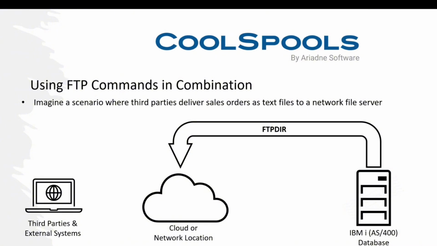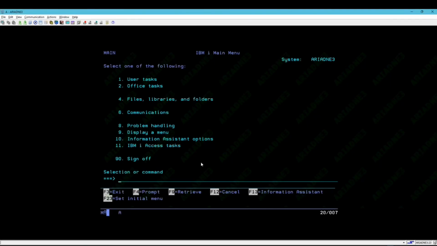We can then loop through the list and run the command FTPGET for each entry in the list to retrieve the order file to our IBM i server. We'll then need to run some sort of process to extract the data into our database, and finally we can run FTPDELETE to delete the file from the remote file server once we're happy that it's been loaded into our database. So now let's log on to our IBM i server in order to have a look at those FTP commands.